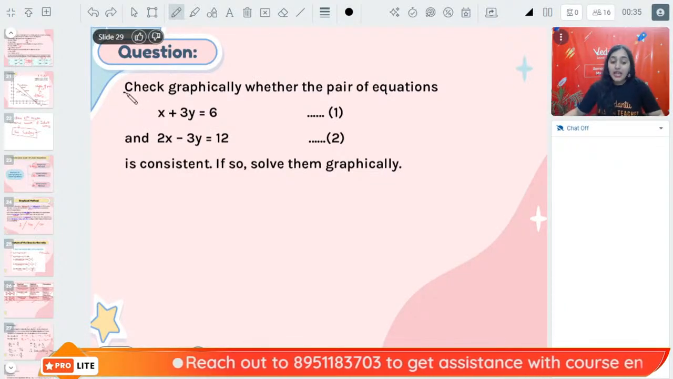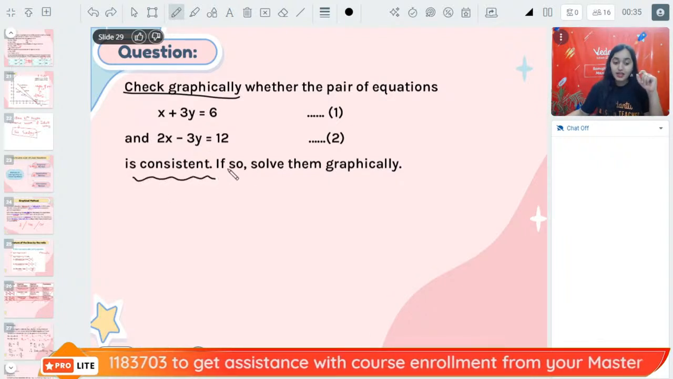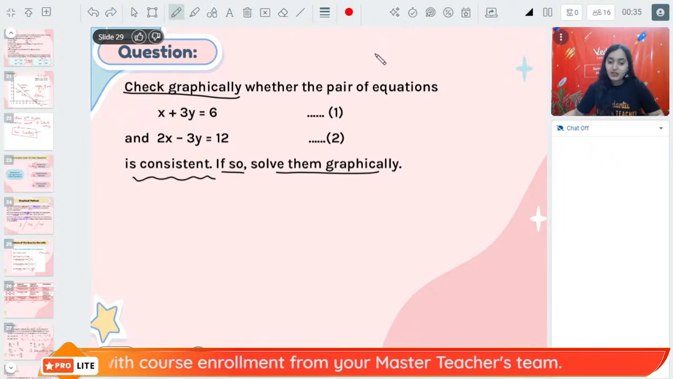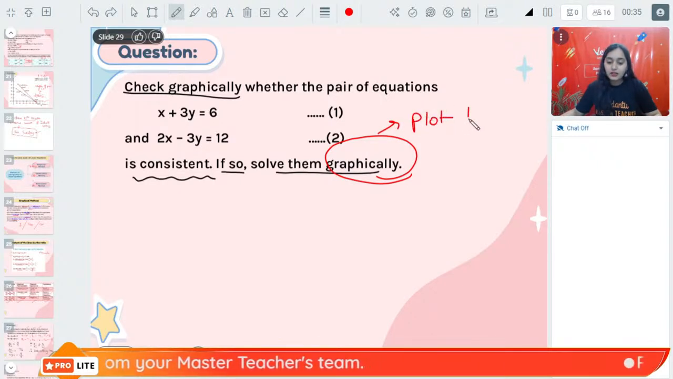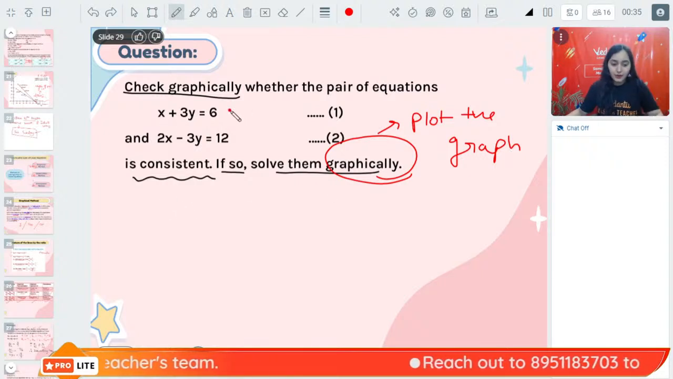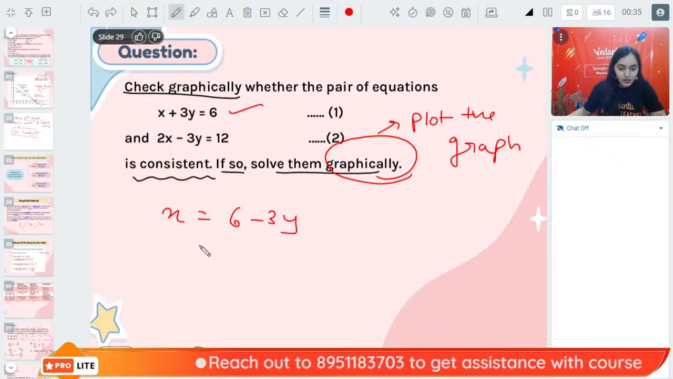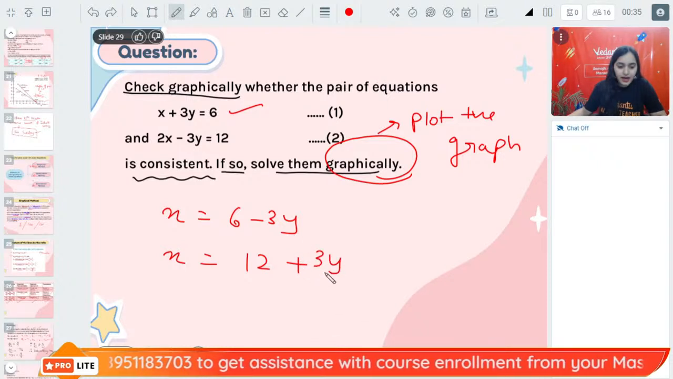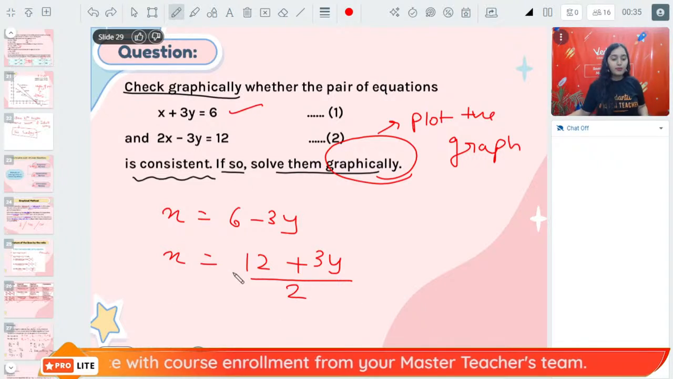Next question. Check graphically whether the pair of equations is consistent. If so, solve them graphically. In this question, since it is written graphically, it means plot the graph. In the first equation, we have x is equal to 6 minus 3y. In the second equation, we have x is equal to (12 plus 3y) upon 2. Now plot the graphs for both these equations.